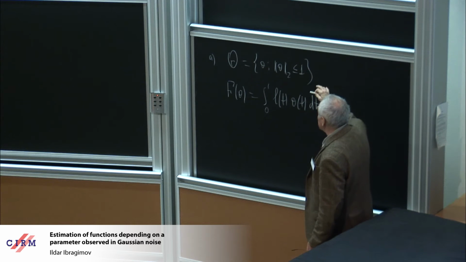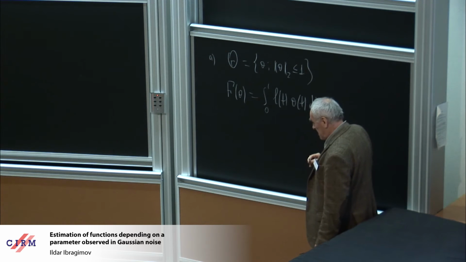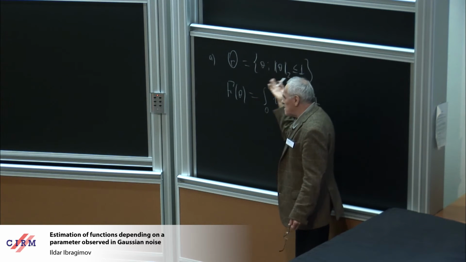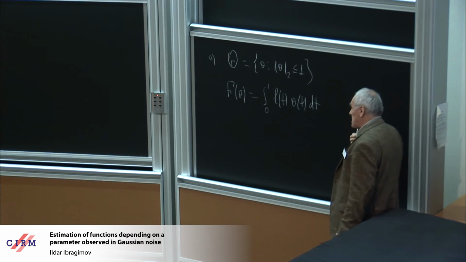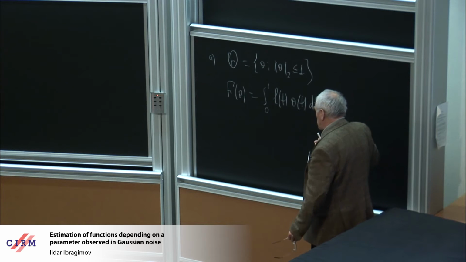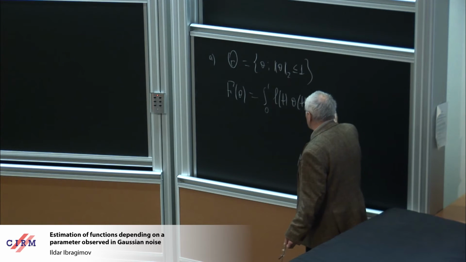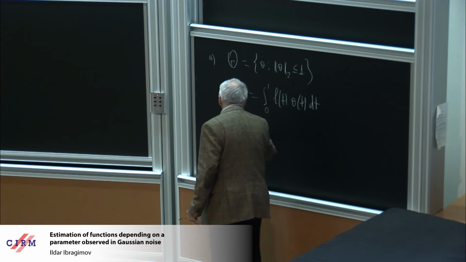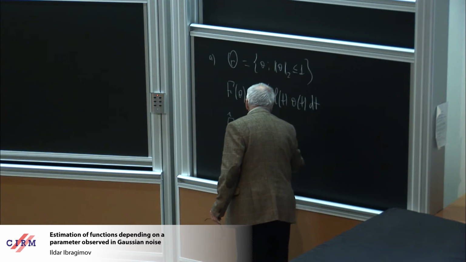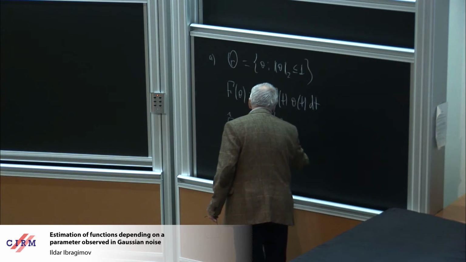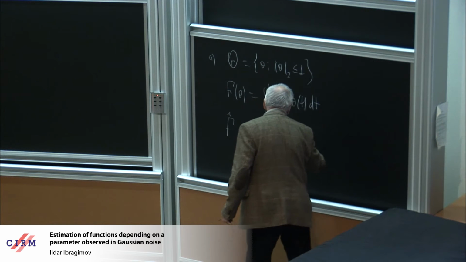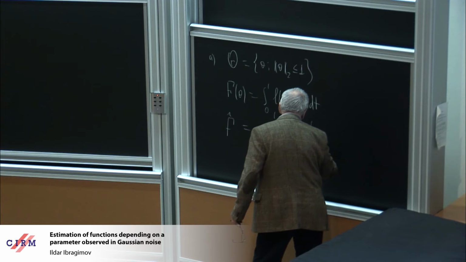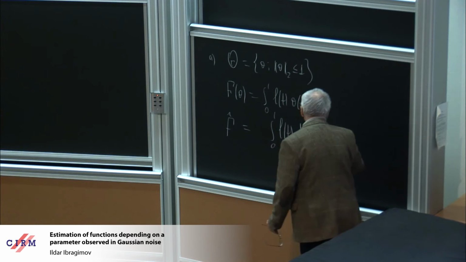So, in this case, there are no consistent estimates of theta because the ball is too rich a set. But in the same way, we can find efficient estimates for f of theta, very simple. They estimate f hat, which is the integral from 0 to 1 of a of t dX epsilon of t, is f.